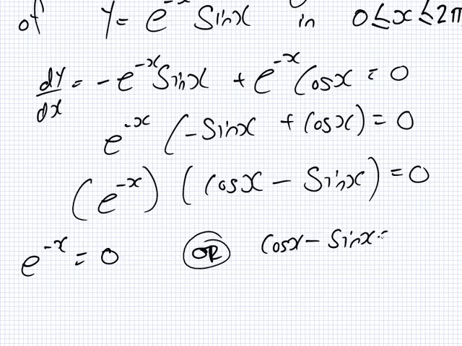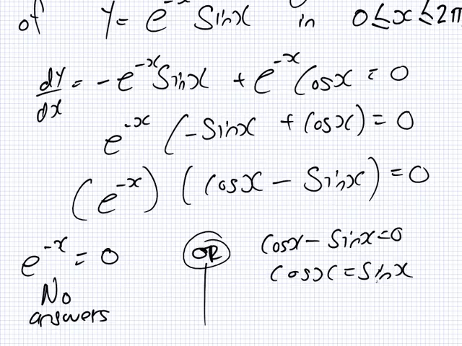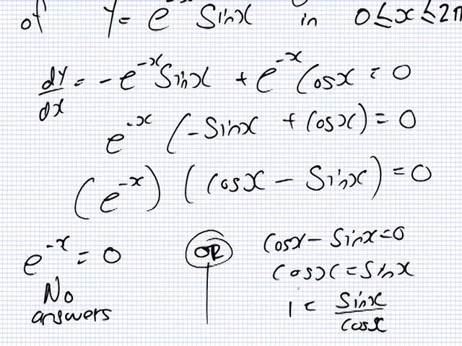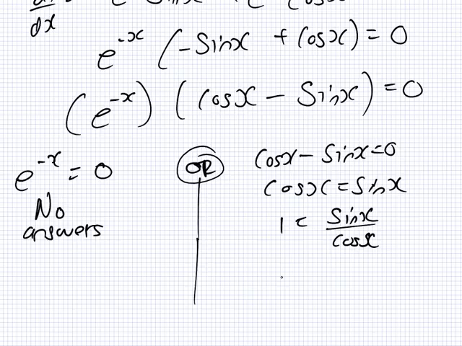Now this one, e^(-x), can never equal 0, so there's actually no answers this way. It must come from this one. So what do I do next? Well, I can say cos x equals sin x. I can divide both sides by cos x, so I get 1 equals sin x over cos x, which is what? Tan x.